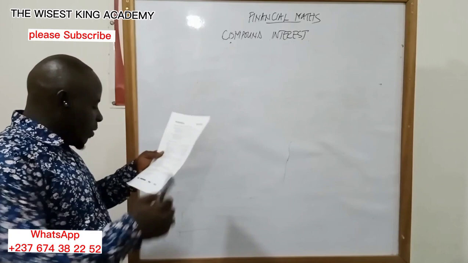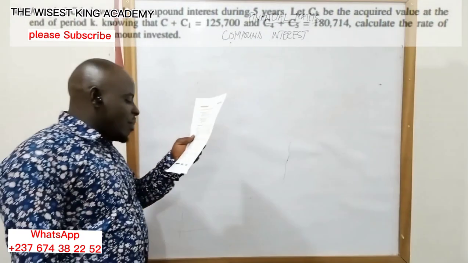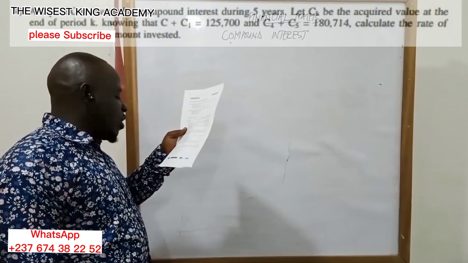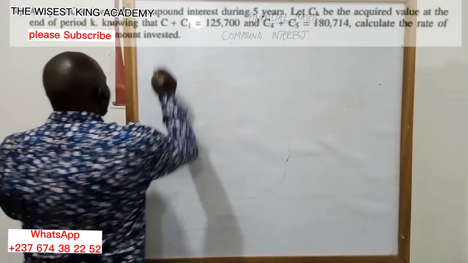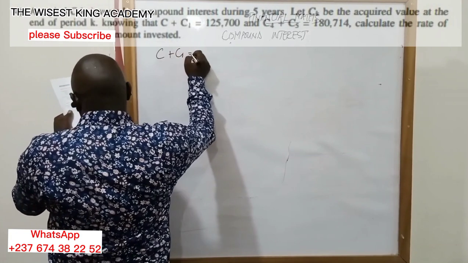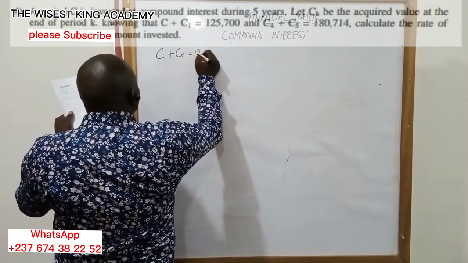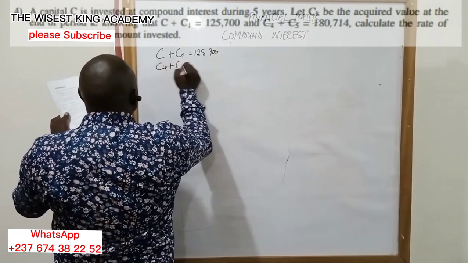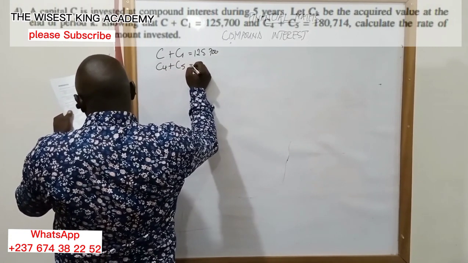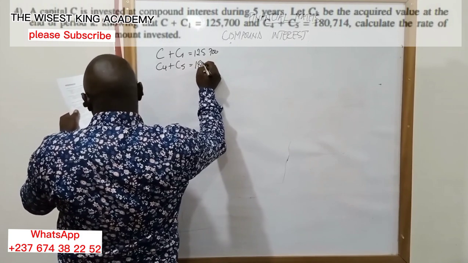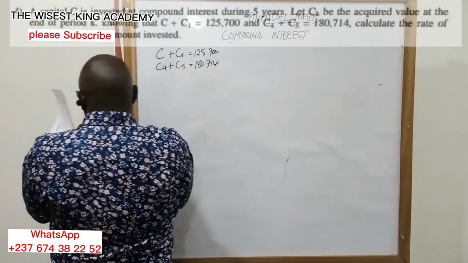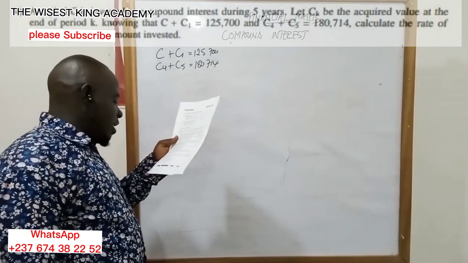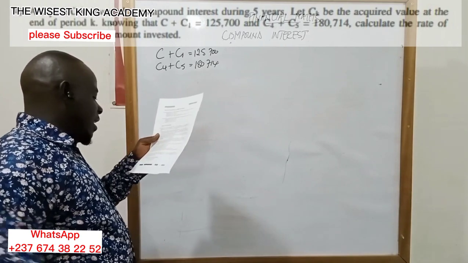Question number 4. A capital C is invested at compound interest during 5 years. Let CK be the acquired value at the end of period K. Knowing that C plus C1 is equal to 125,700 francs and C4 plus C5 is equal to 180,714. Calculate the rate of the investment and the amount invested.